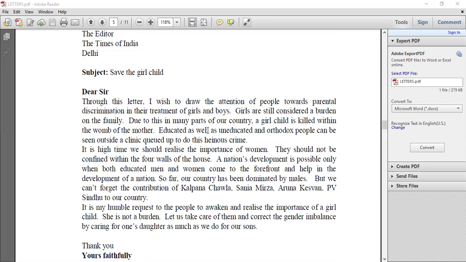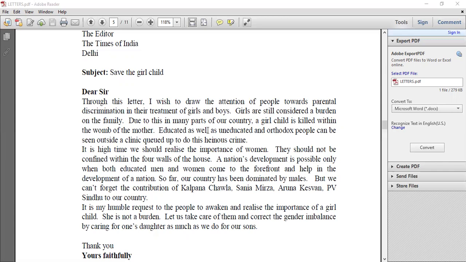Girls are still considered a burden on the family. We are thinking that girls are still considered a burden on the family. Due to this, in many parts of our country, a girl child is killed within the womb of the mother. It is totally cruel. It is happening, of course, in certain areas; we cannot avoid or deny it. So a girl child is killed within the womb of the mother. It is very cruel and, of course, heinous. The writer mentions that educated as well as uneducated, and orthodox people can be seen outside a clinic, queued up to commit this heinous crime. Heinous crime in the sense of extreme cruelty. They are doing that.